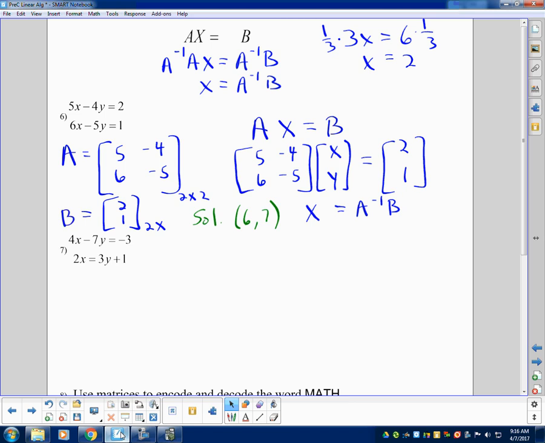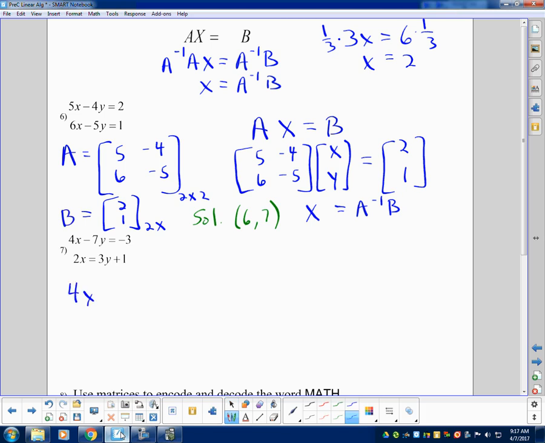You just have to be aware that the left-hand side must be in standard form, ax plus by equals c form, or this isn't going to work. So number 7, that's the point of this one. I would have to rewrite this. The top one is fine.